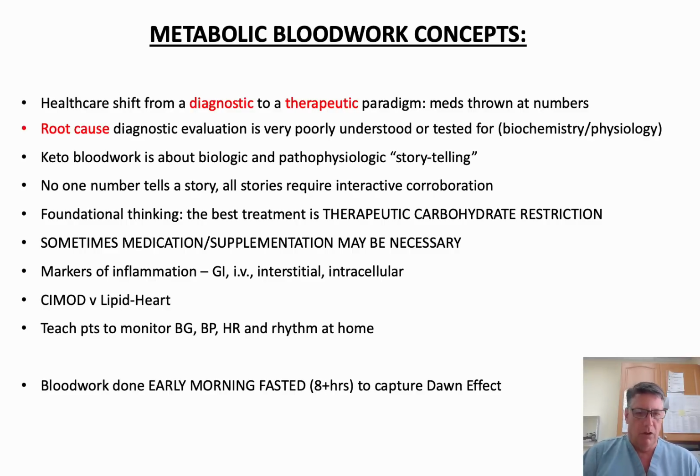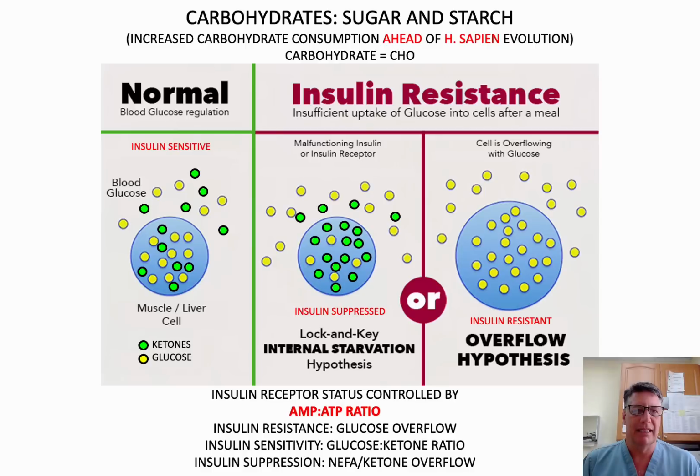When we do blood work, from a practical perspective, it should be done early morning fasted, approximately an 8 to 10 hour fast to capture the dawn effect, which hopefully is the worst but most consistent blood work we're going to see during the day. So let's look at carbohydrate and sugar and starch. Increased carbohydrate consumption has put us ahead of Homo sapien evolution. In other words, the genetics of our body cannot cope with excessive carbohydrate consumption.